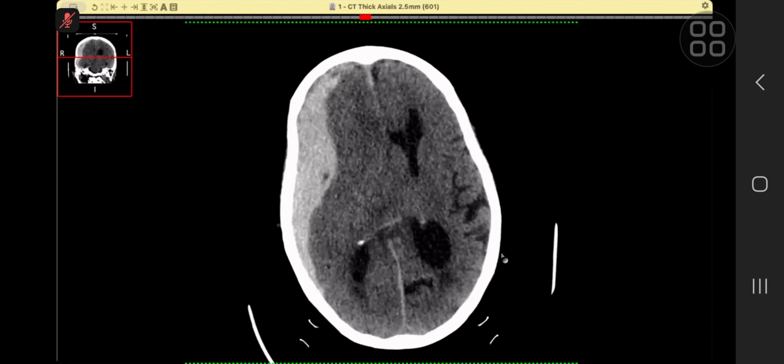And I can also notice that there is blood or hyperdensity noted in the cistern, which could represent associated diurite hemorrhage. This is an urgent case, and I will urgently convey my findings.